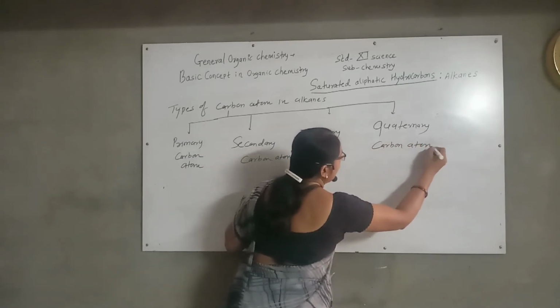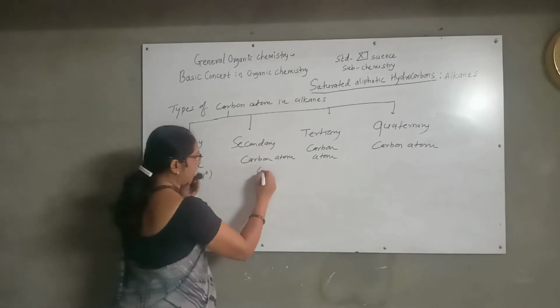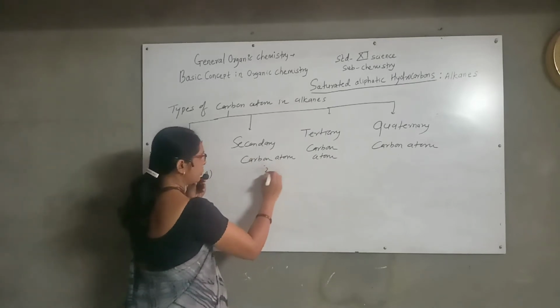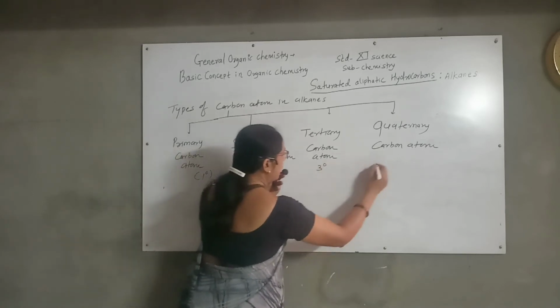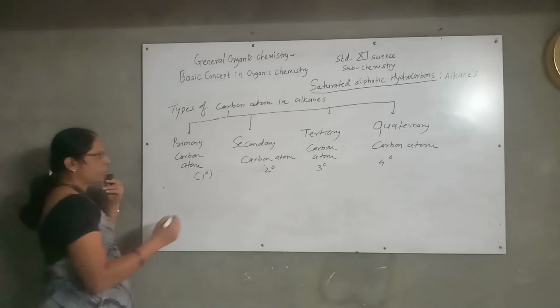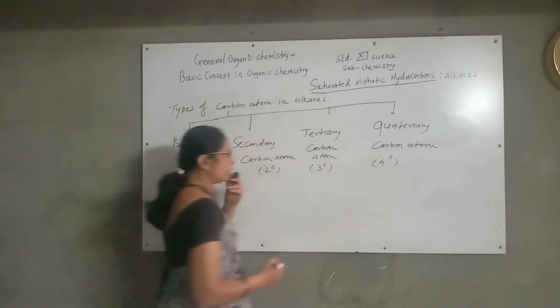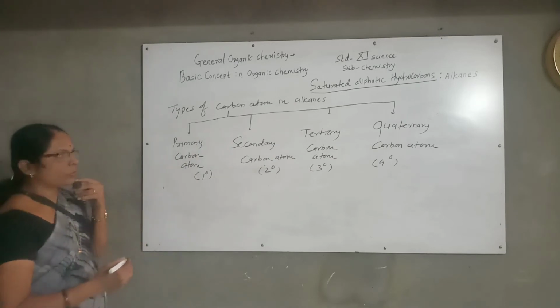The primary carbon atom is denoted also as a 1°. Secondary carbon atom is denoted as a 2°. Tertiary carbon as a 3° and quaternary carbon as a 4°. So primary, secondary, tertiary: 1°, 2°, 3° and 4°.